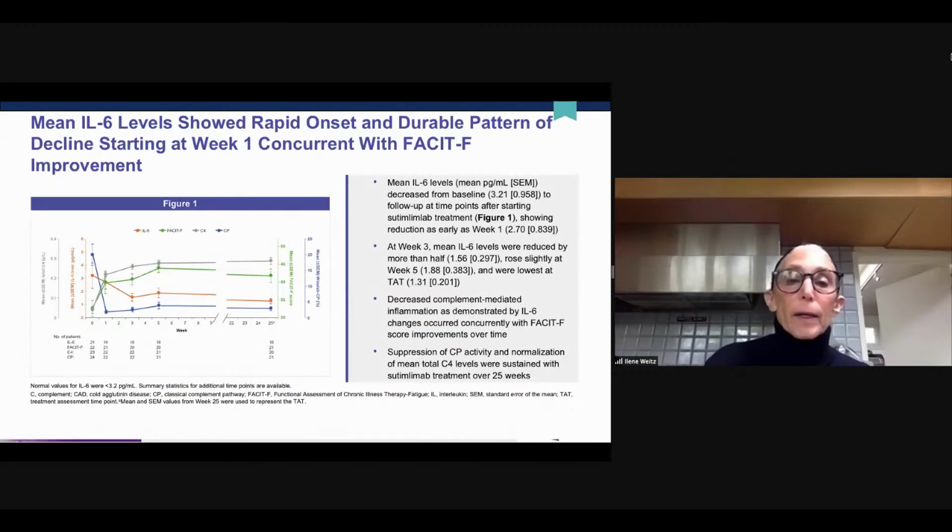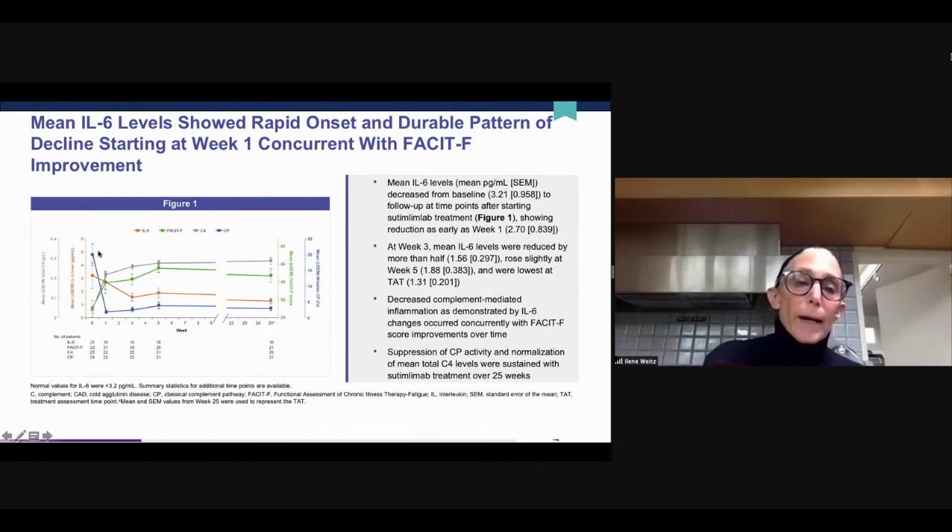If you look at the IL-6 levels, you can see IL-6 here in red. You can see they drop by week 3, and once they're down, they stay down. Again, it's inverse to the FACIT-Fatigue, which is what we found in other hemolytic disorders like PNH. And you can see rapid improvement by the first week in the fatigue scores, and once they're up, they stay up.